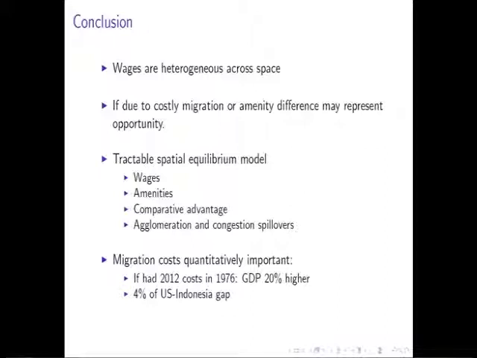Of course, if all the differences are driven by selection, there's a lesser role for policy in terms of trying to change outcomes. In order to work out what's going on, we have this reasonably tractable spatial equilibrium model, which allows us to back out wages and amenities. It has a role for comparative advantage, and we can take into account agglomeration and congestion spillovers. And we think overall that our results suggest that migration costs and differences in amenities are, at least in terms of the development experience of this one country, very important in explaining its growth outcomes.